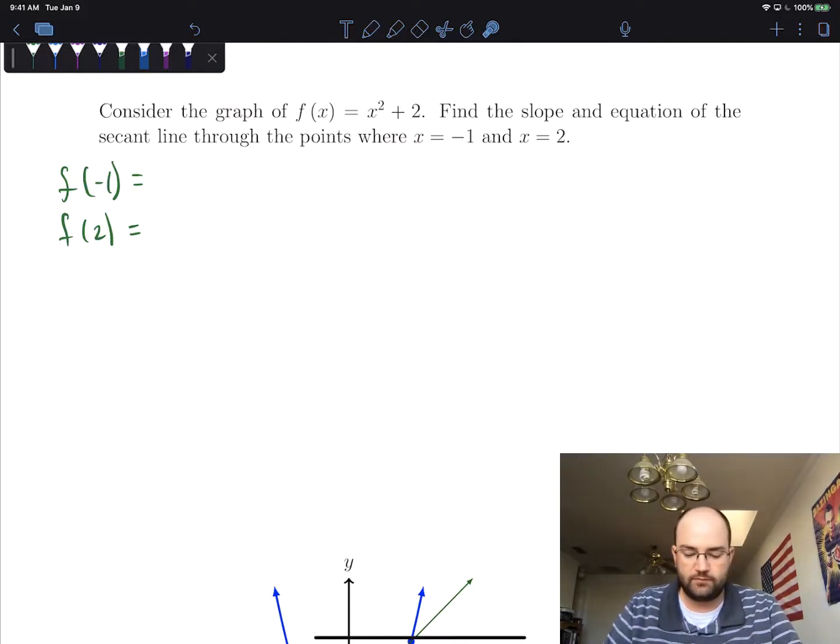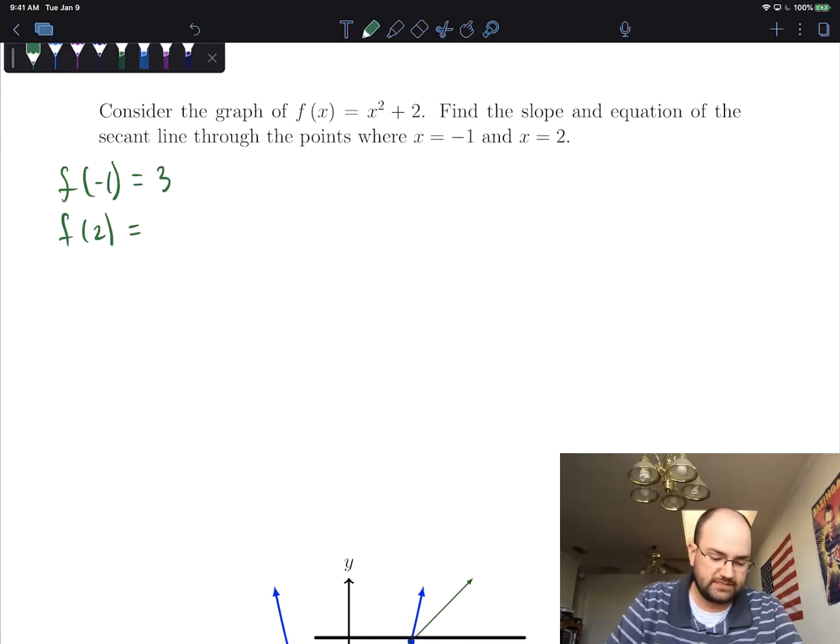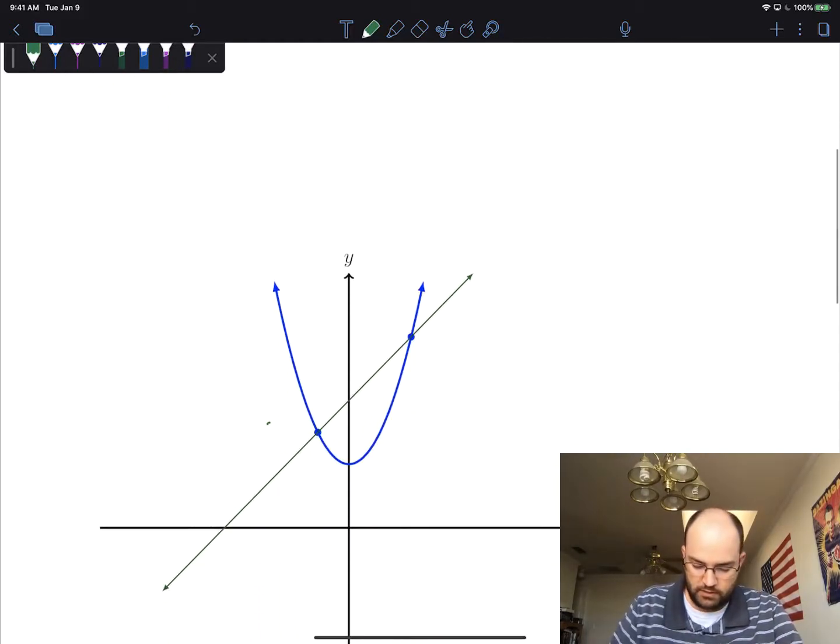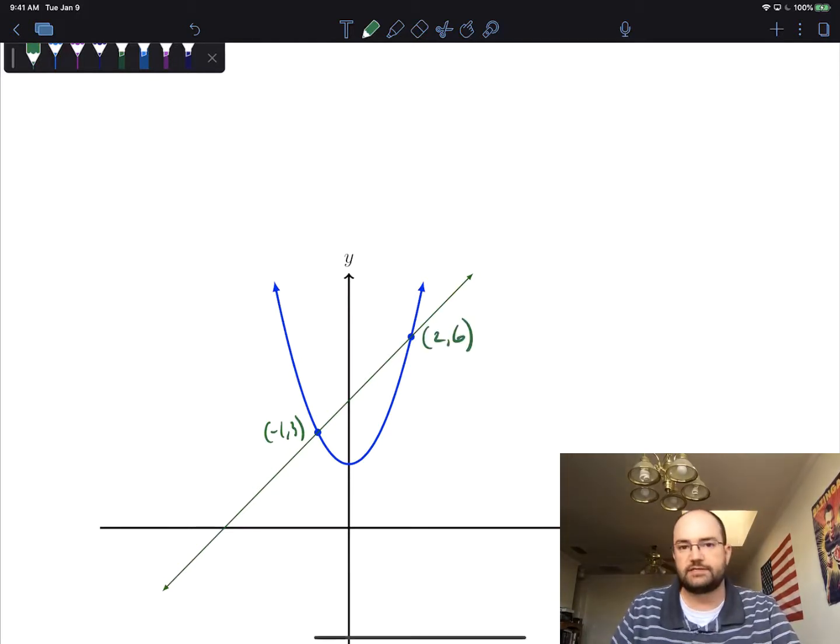Now if you do that, -1 squared is 1, 1 plus 2 is 3. So f of -1 equals 3. Do the same thing for the 2, plug it in here. 2 squared is 4, 4 plus 2 is 6. So the coordinates down here are -1, 3, and 2, 6.